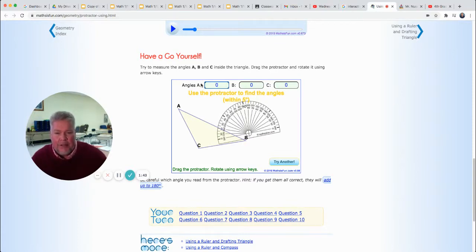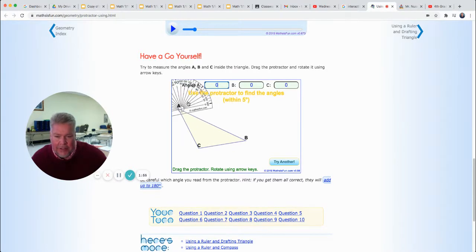So what we're going to do is measure these angles. As Mr. Walker showed you in his video, to measure angle A we've got to get the vertex, the corner, right here in the center of this. So we'll do that first. Put it right in the center there, okay? I think I've got it right on it. Then we're going to use our arrow keys to get that zero line lined up with the line segment going from A to C. There we go, okay? It's perfectly lined up now.